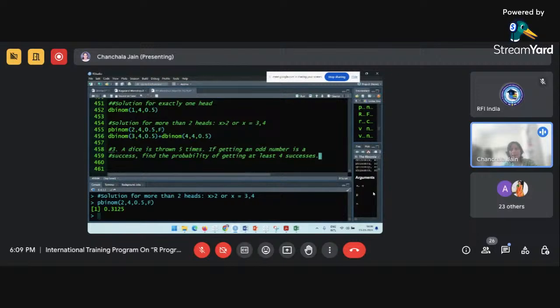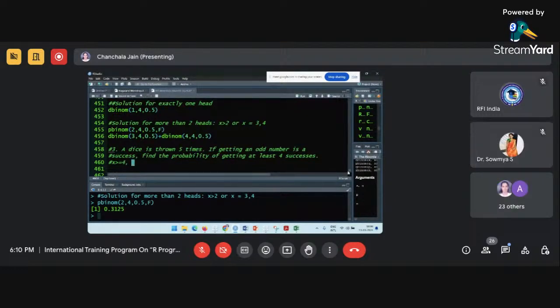Question says, a dice is thrown 5 times. If getting an odd number is a success, find the probability of getting at least 4 successes. So here I can say X will be greater than or equal to 4, at least minimum 4, right? N will be 5 and P will be 1/6.